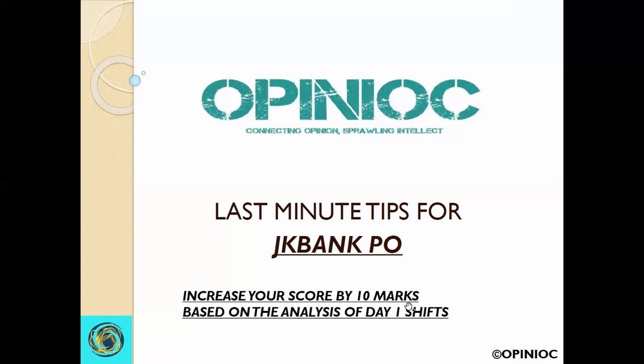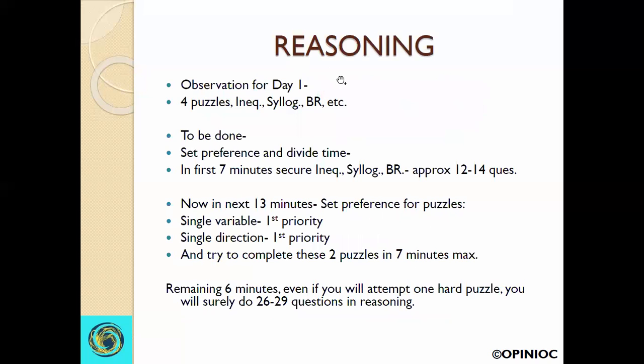So let's start with the reasoning section. The rationale for keeping this section, although it is not the first section in the examination, is that you can easily grasp 20 to 25 marks. Keeping in view the cutoff of the last year, in 2017 and 2019, it was only 7 marks. So how should you approach it, and what observations were made from day one?